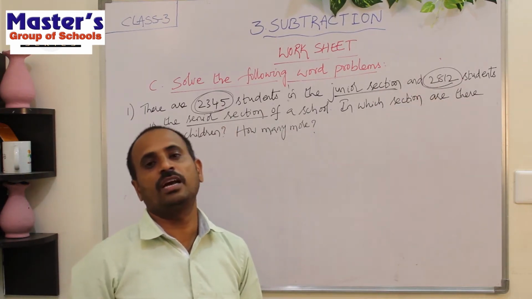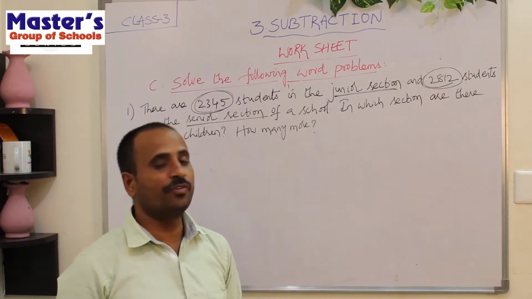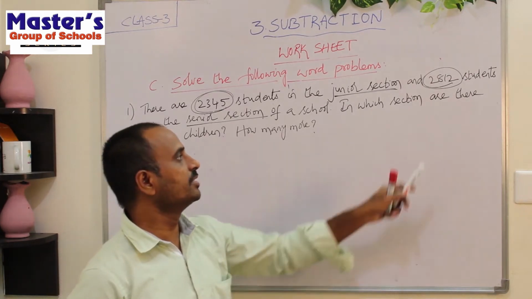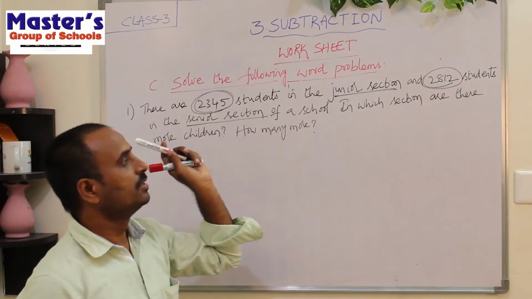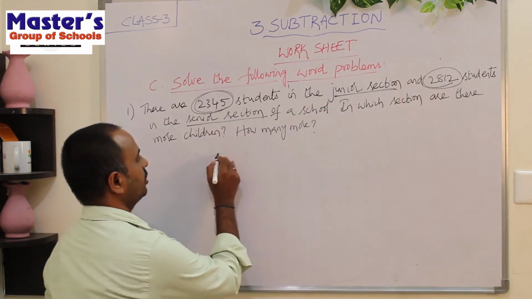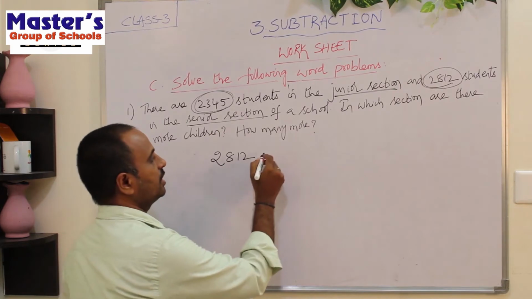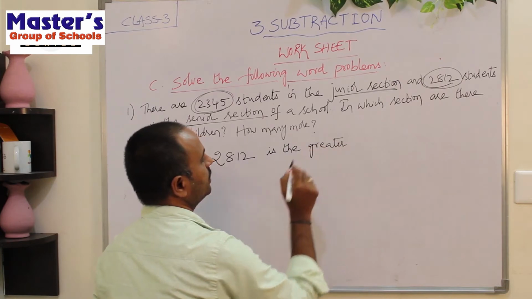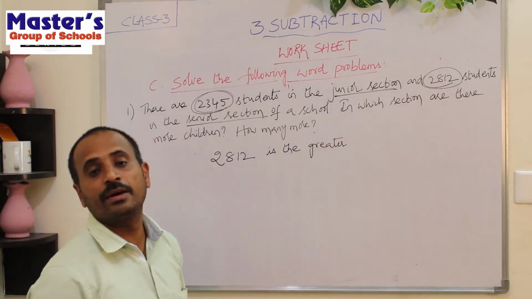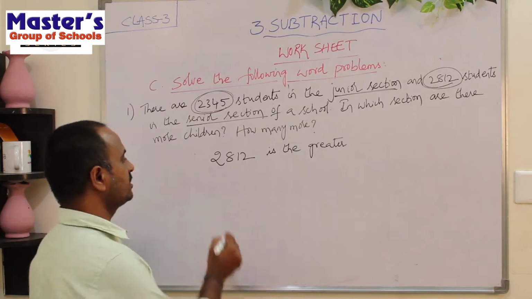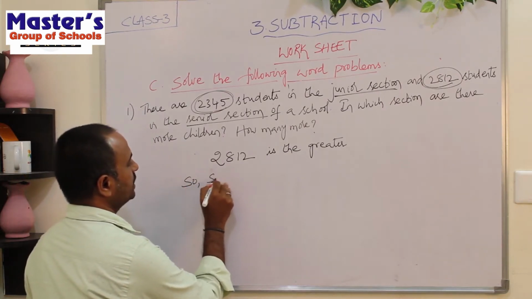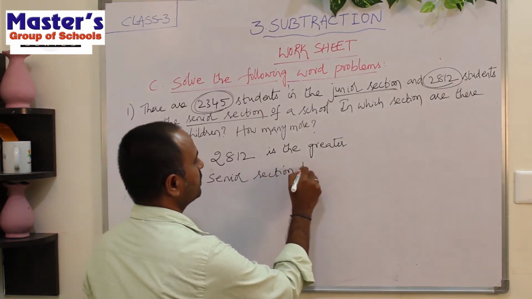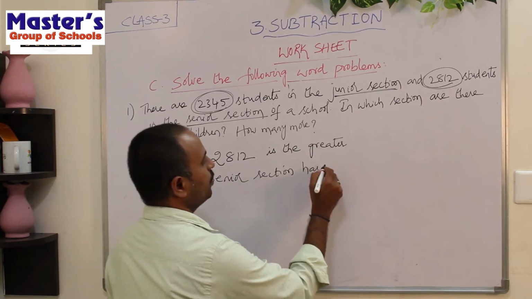In the first chapter you have learned how to find the greatest number and how to write the greatest number among two numbers. So among these two numbers, which is the greater? 2,812 is the greater number. So which section has more students? The senior section has more students. Senior section has more children.